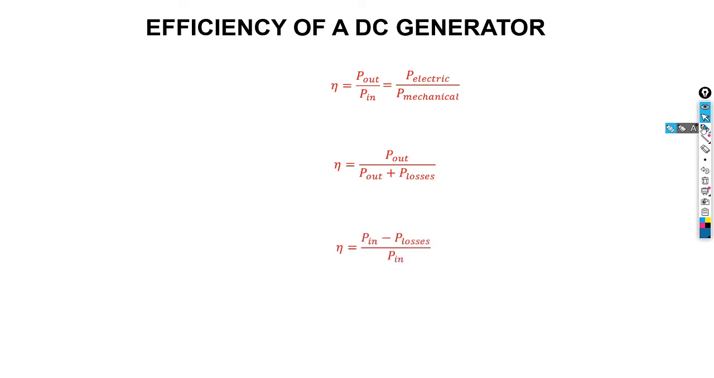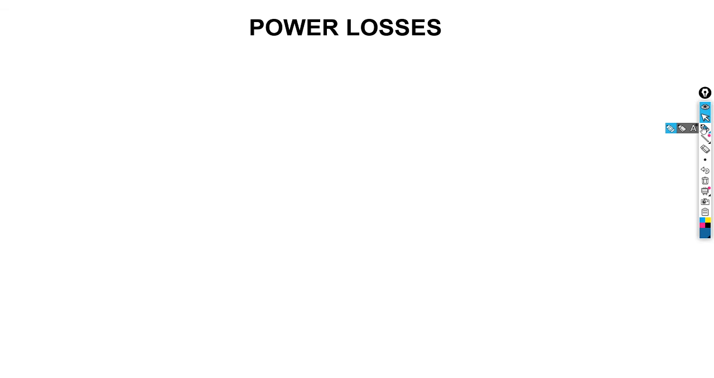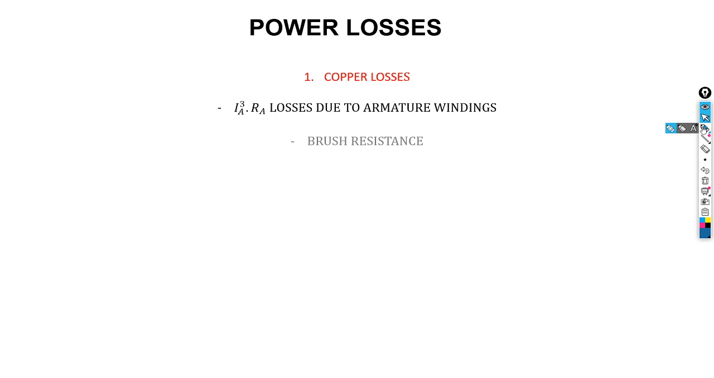Then you have this formula as well, and then you have the power losses in the machine, because remember, in engineering nothing is perfect, but it can tend toward perfection, like 99 or 98%. So what can be the losses in our DC generator? First off, you have copper losses due to the conductors. So you have losses due to the armature winding, brushes resistance, field winding, and external resistance, because they are made out of copper.